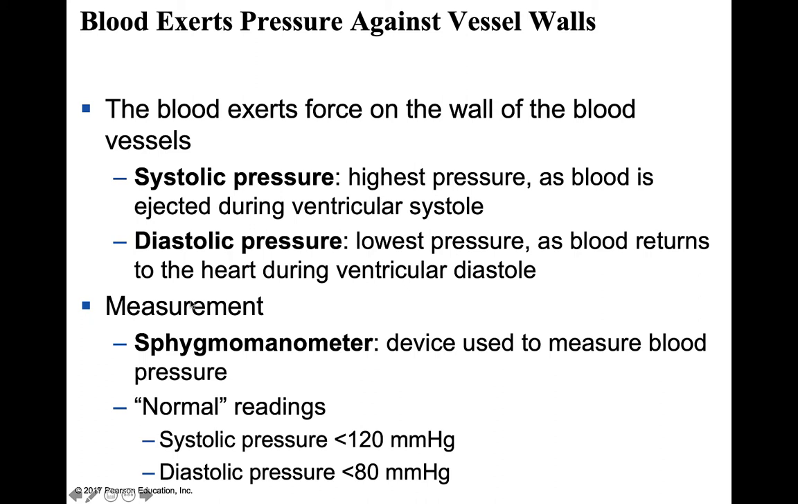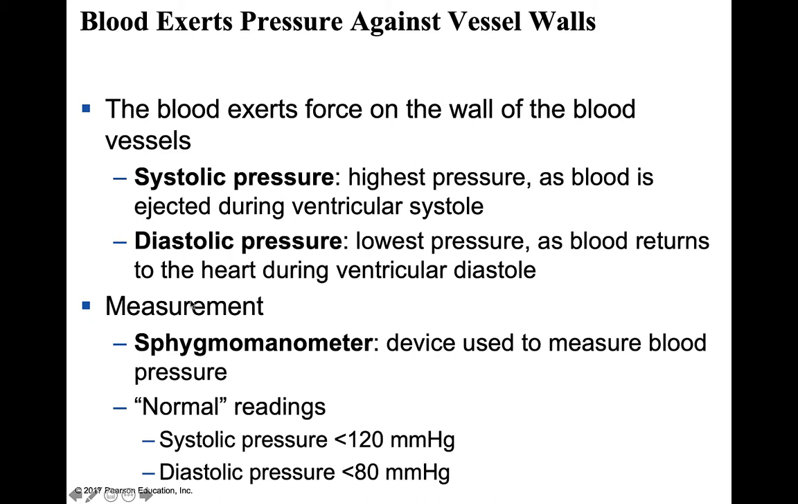Now, we measure pressure in a clinical setting indirectly using a blood pressure cuff, or the fancy word, sphygmomanometer. That is the device used to actually measure blood pressure. The top number, once again, is called systolic, and that's arterial pressure as the ventricles are contracting. The bottom number is diastolic pressure, and that is pressure in the arteries as the ventricles are relaxed.